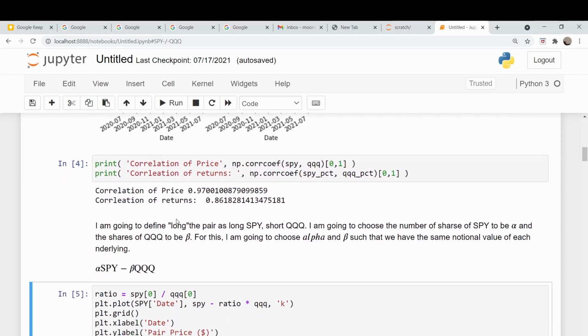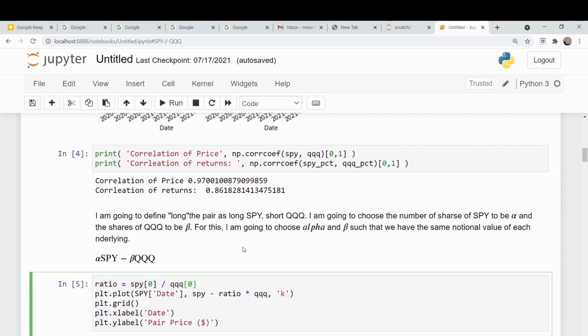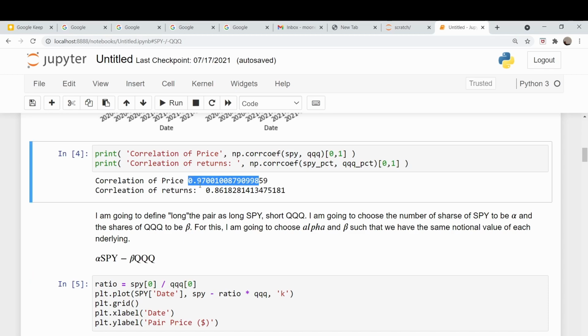So the general idea, oh, and here are the correlations in terms of both price action and returns. In terms of price action, it's very highly correlated, 97+%. In terms of returns, again, still very strongly correlated, more than 86%.